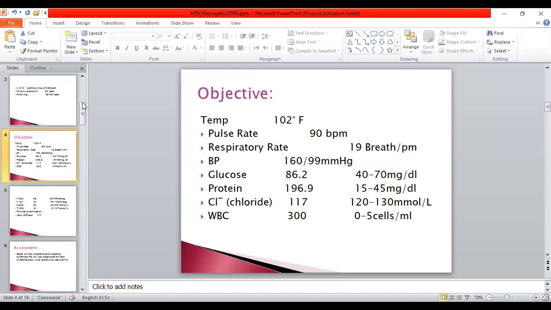BP is 160 by 99. They will write 99 also, right? Yes, sir, they'll write. The WBC is 300, sir. I'm not able to understand. CSF? So this is CSF fluid, right? Glucose, protein. Yes, sir. It's a meningitis case, no? It is CSF fluid.